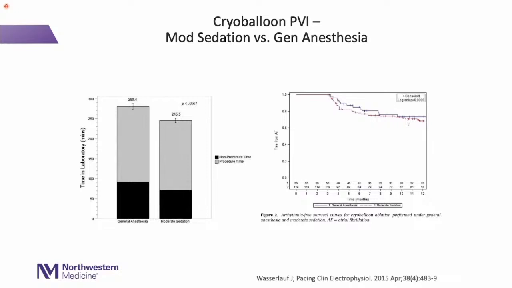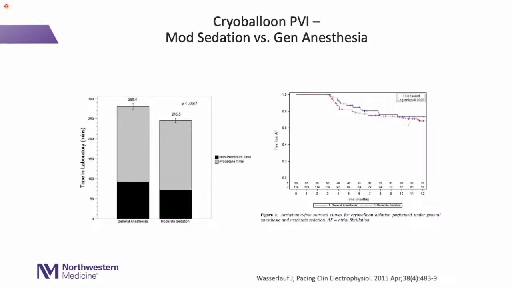So Jeremy Wasserloff, who's now at Rush, looked at the experiences with moderate sedation versus general. There's a lot of data that RF ablation is dependent on contact force, and people will use general anesthesia. They'll use rapid pacing to stabilize the heart motion. They'll use jet ventilation. All those things seem to be important. For cryo, it doesn't seem to make as much of a difference.